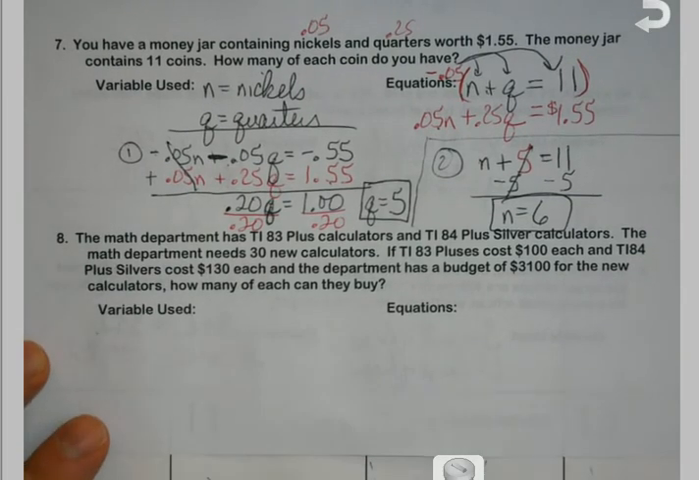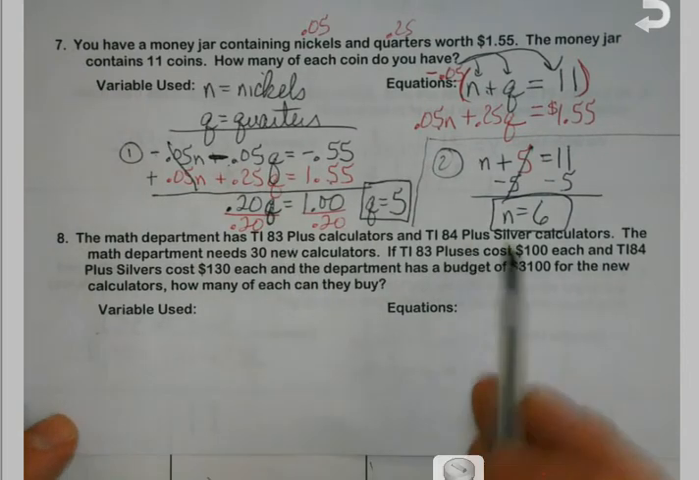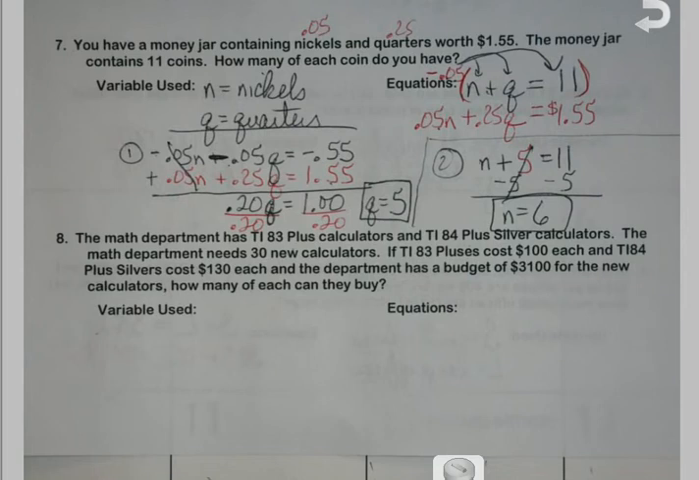So, all right. For number 8, same idea. We've got some TI-83s, we've got some TI-84 plus silvers. We need 30 new calculators. We probably need more than that, to be perfectly honest. If the TI-83 pluses cost $100, the TI-84 plus silvers cost $130, we have a budget of $3,100 for new calculators. How many of each can we buy? All right, let's try this out.